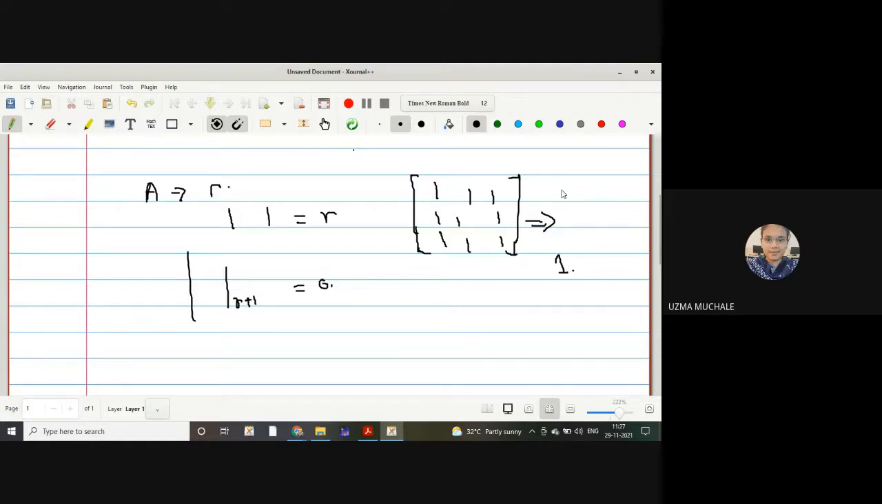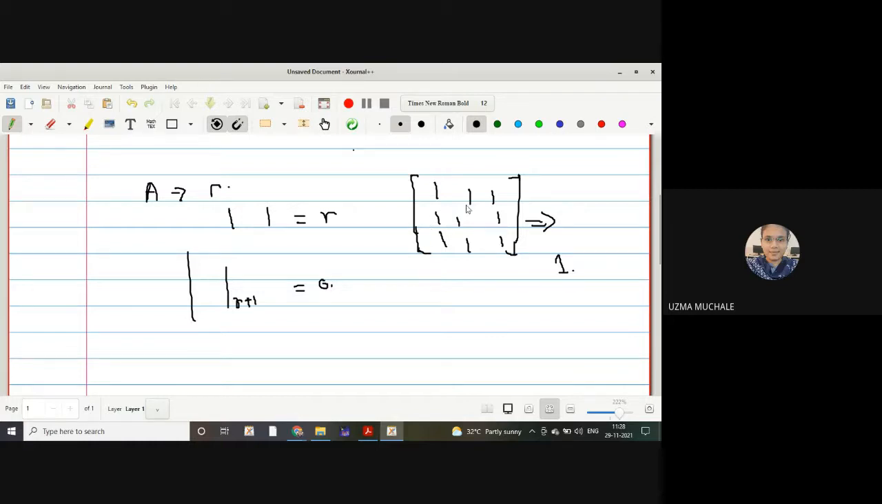Many students say that it is the number of non-zero rows. So you can see the number of non-zero rows is 3, but here we know that the rank of the matrix is 1, or by reducing it to echelon form. Another definition is: A is said to have a rank R if there is a non-zero determinant of order R and every determinant of order R plus 1 is 0.